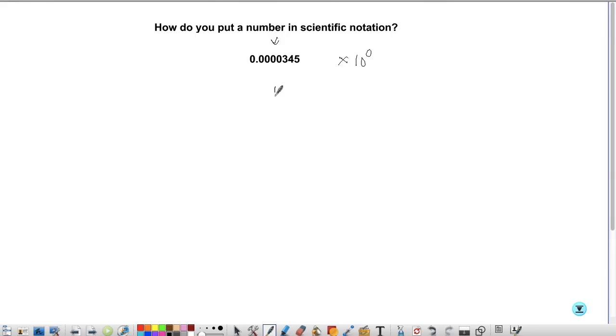Then we need to figure out what we're going to do to our coefficient. We are going to increase the size of our coefficient, which means we're going to need to decrease the size of our power. We're going to move the decimal place 5 places to make this number 3.45. Now notice that the 3 has to be between 1 and 9. Remember that first digit has to always be between 1 and 9. And since I moved 5 digits to the right, this is going to be times 10 to the negative 5. I've made this bigger, so that has to be smaller, hence the negative sign.